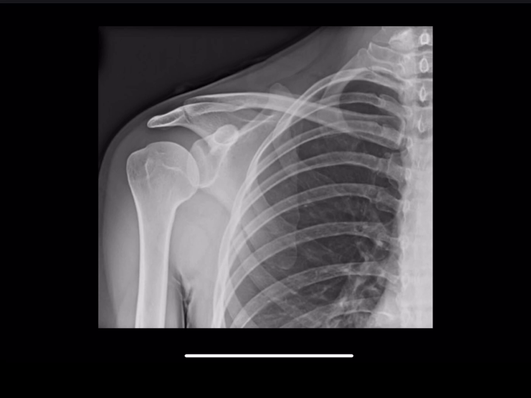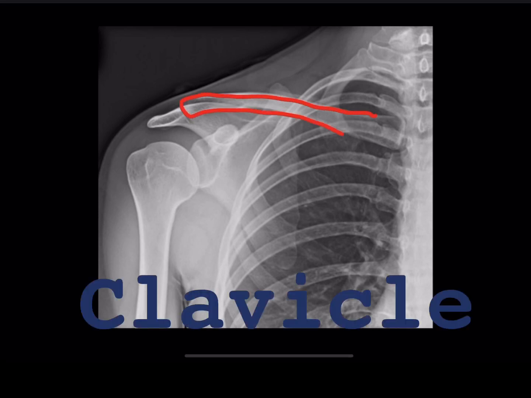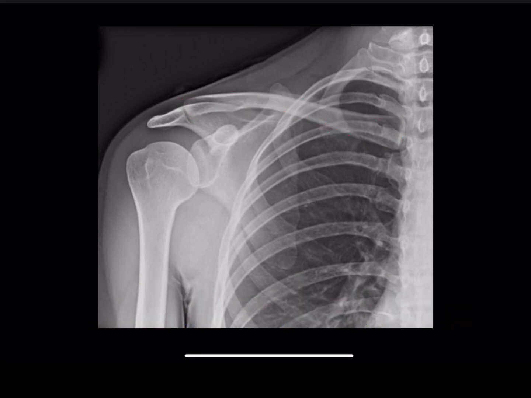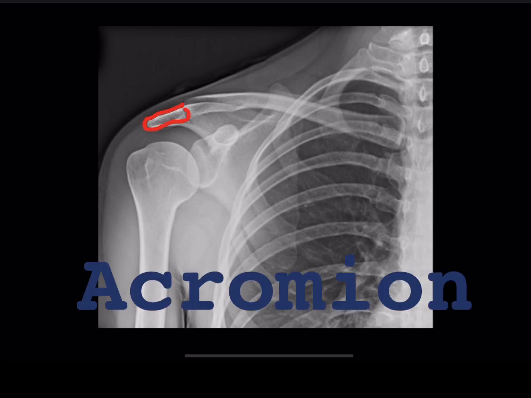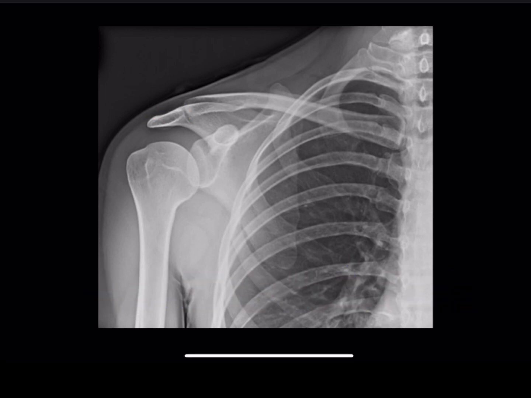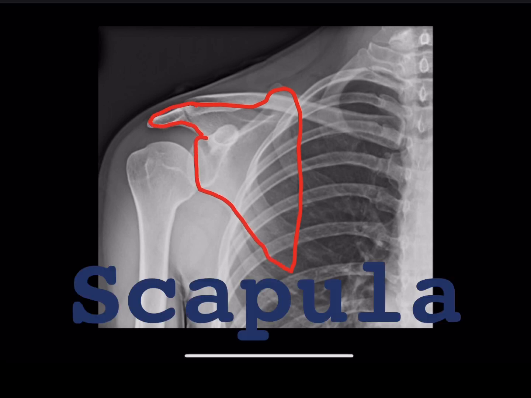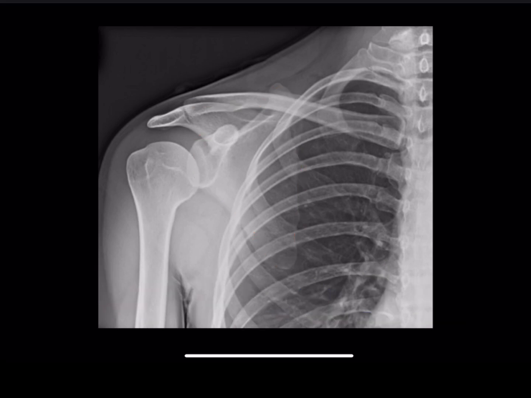A few radiographic anatomy landmarks of the shoulder that you should know. First of all, this is the right clavicle. Next, this is the acromion of the scapula, and then this is the scapula. Next, this is the coracoid process of the scapula, and then this is the glenoid fossa of the scapula. And this is the head of the humerus.